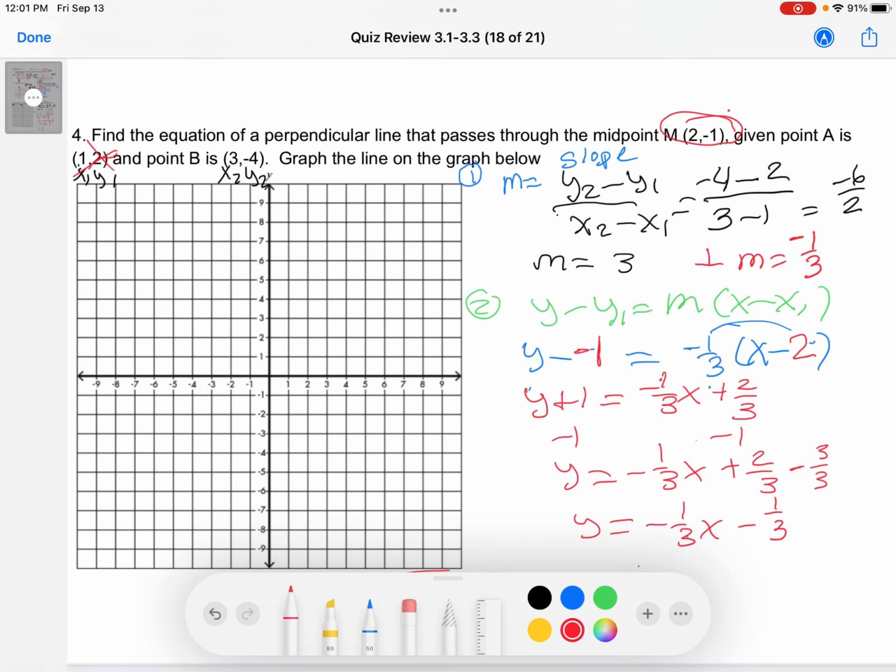Okay, so let me go ahead and graph this and let's see what it looks like. So this is the equation of the perpendicular line that passes through that point. So let's go ahead and have 1, 2. Okay, that's A. B is 3, negative 4. And it's going to pass through that line.